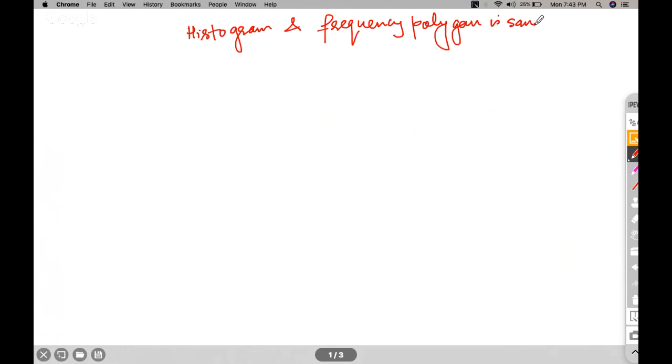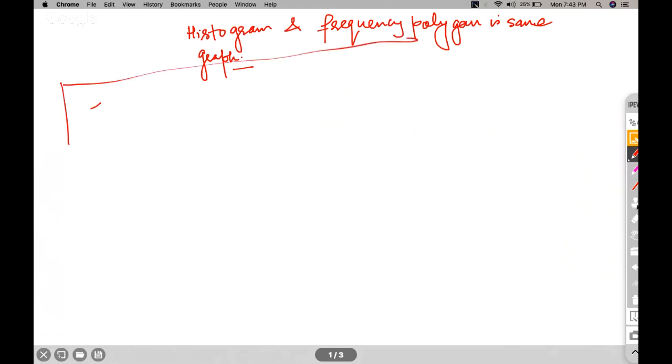Now, how to make histogram and frequency polygon in the same graph. So suppose I give a table, I make a table here.